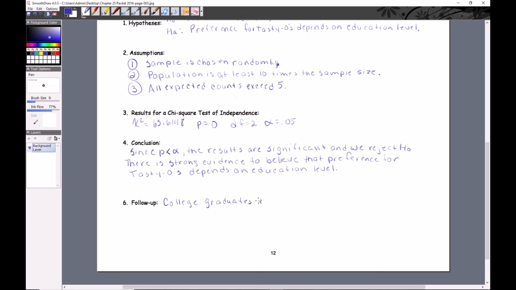All right? So let's just follow up by saying college graduates dislike Tastios more than those who don't graduate. Does that make sense? There it is. Chi-square test of independence, chi-square test of homogeneity.